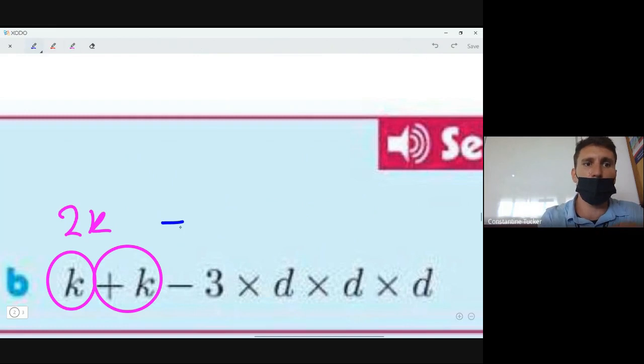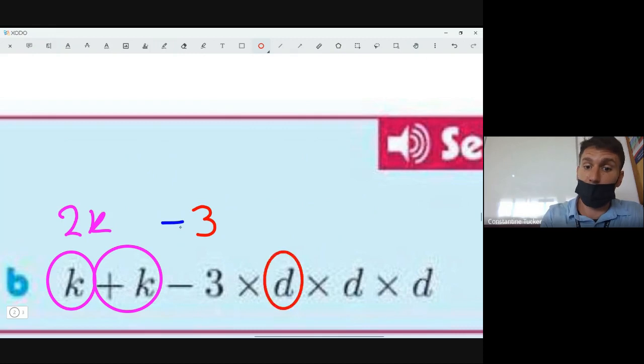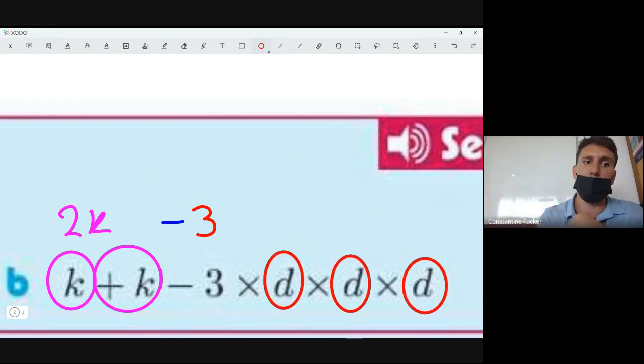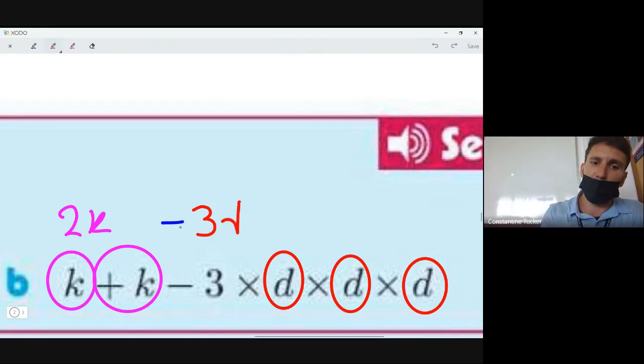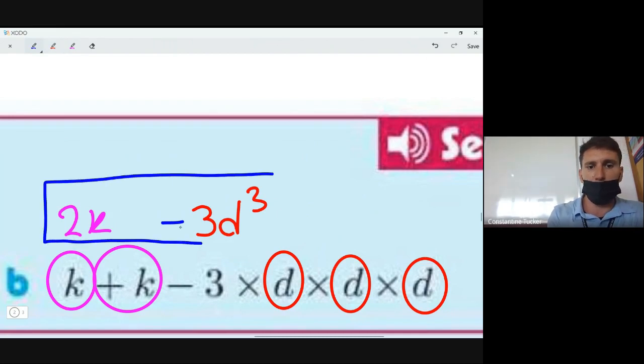And now let's think about the next bit. So that next bit will have a 3 in front of everything. And then exactly, because it's d times d times d, so it is going to give us d cubed. So our very final answer will be 2k minus 3d cubed.